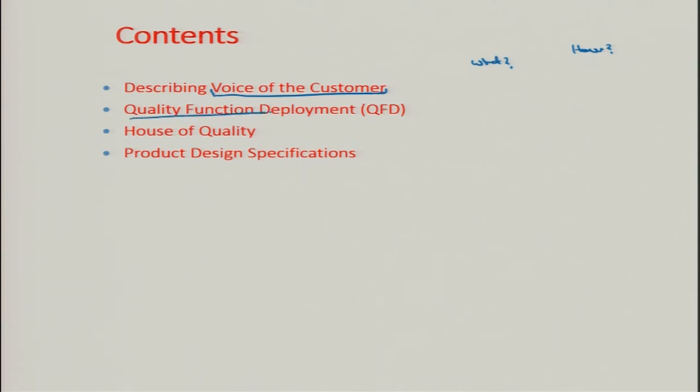Next is QFD, we will discuss. We will discuss what is house of quality. House of quality is one of the major techniques to employ QFD. Then we will discuss product design specifications. Then I will show you some examples on QFD. Then we will see green QFD.